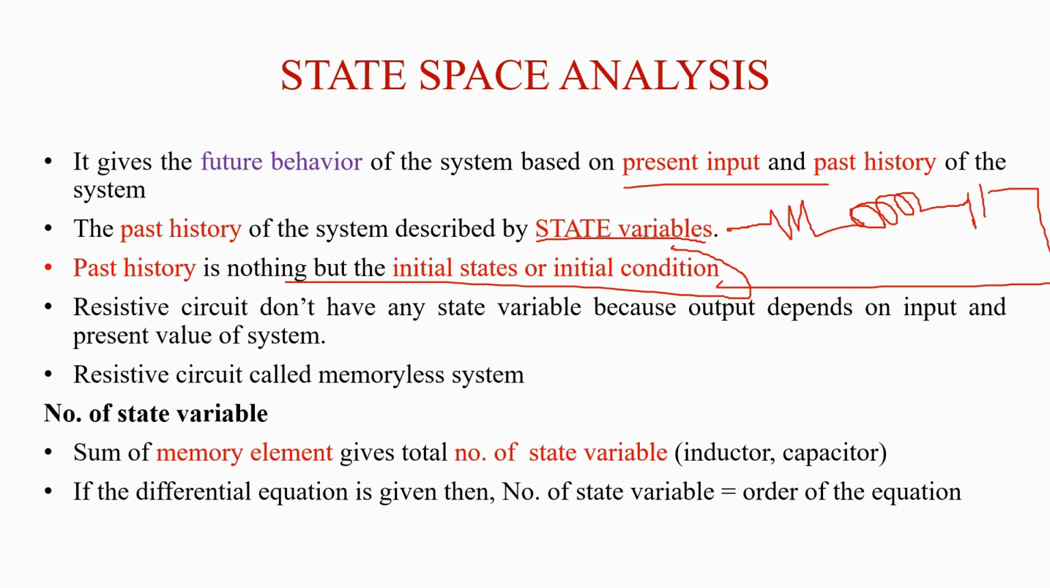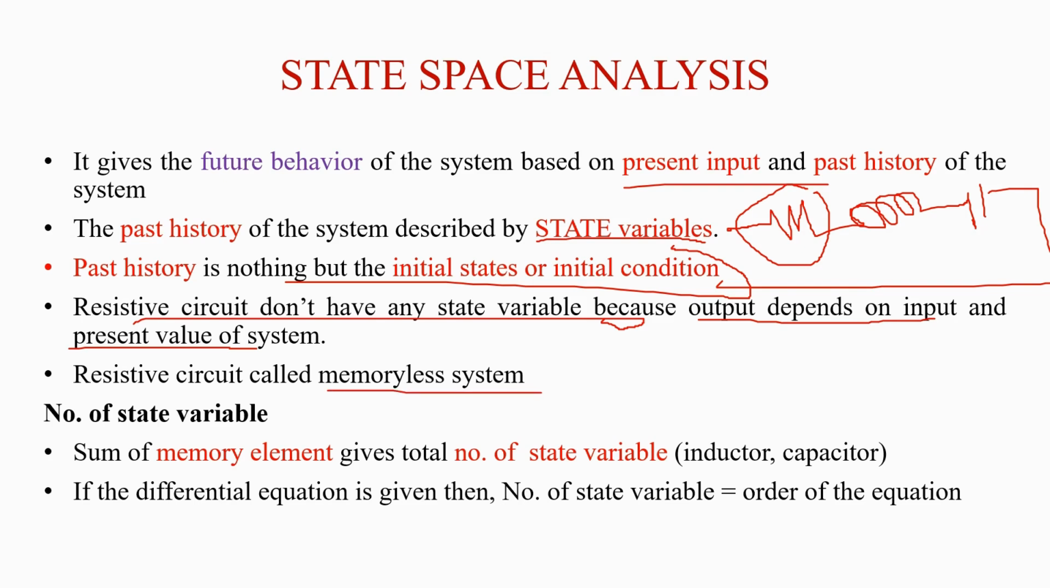It gives the past history of the system. But the resistor element does not have any state variable. Its output depends only on the present input of the system. So it does not have any memory element, and it does not have any initial state. So a resistive circuit is called a memoryless system.